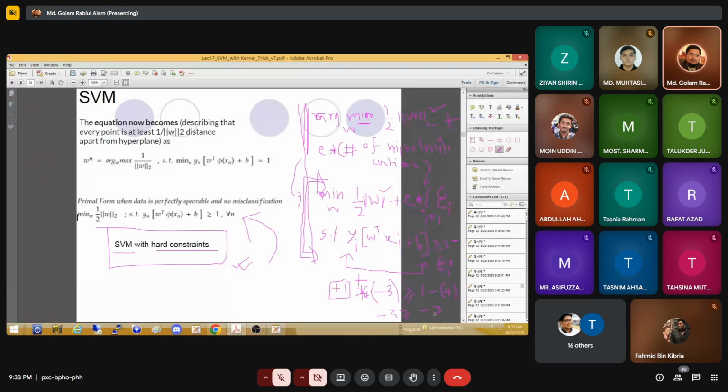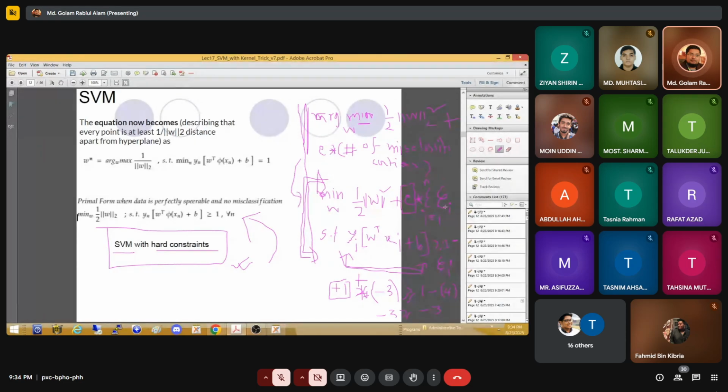Okay, so that means we are allowing that misclassification. So this condition now is allowing that misclassification. But after allowing this misclassification, we are adding the penalty for that. For one misclassification, we will get this penalty: C times the distance.